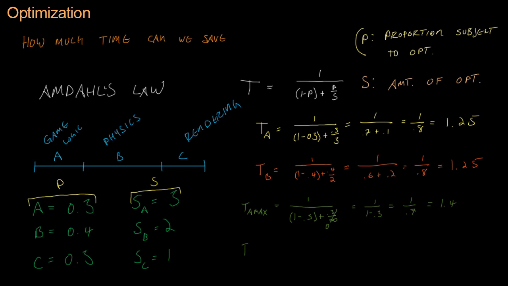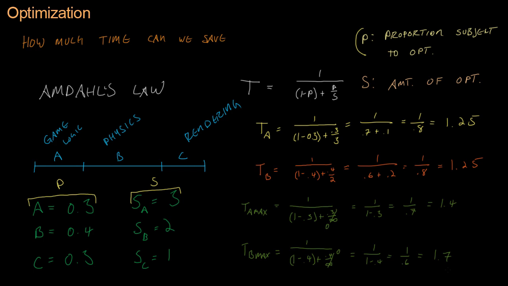Okay, and let's do it again for B. Let's see the maximum speed up that we can get out of the physics part of our game. We do the same thing. We say 1 minus 0.4, because now we're using 0.4 because we're examining the physics instead of the game logic. 0.4 over infinity. This part goes to 0. We have 1 over 1 minus 0.4, which is 1 over 0.6, which is about 1.7.